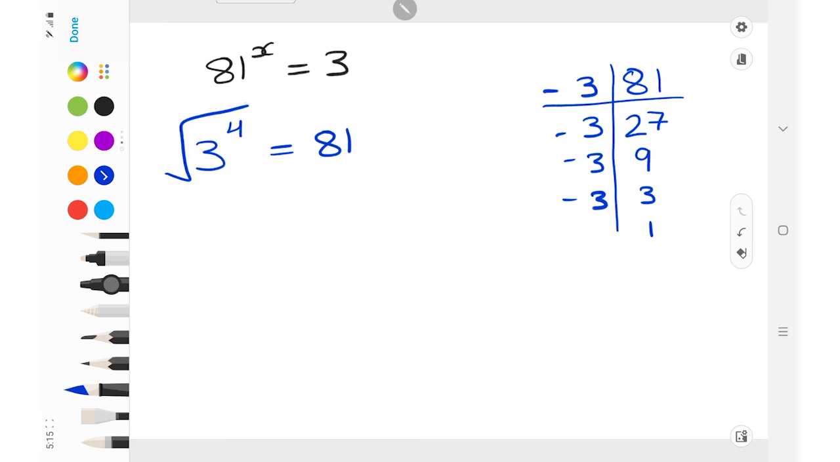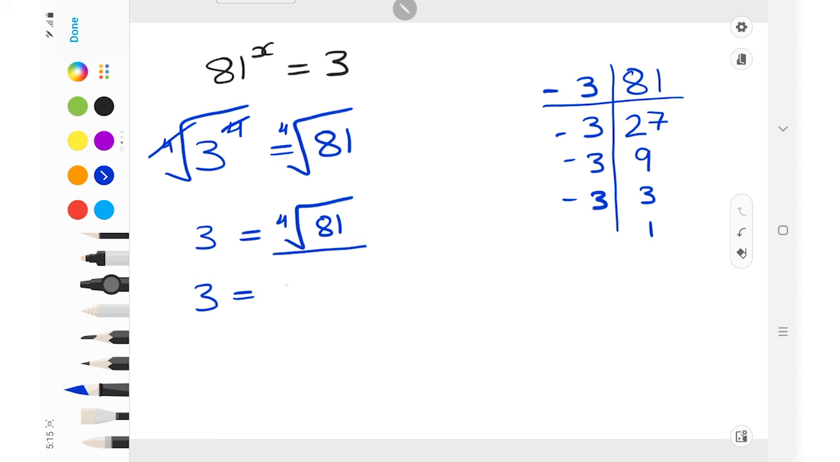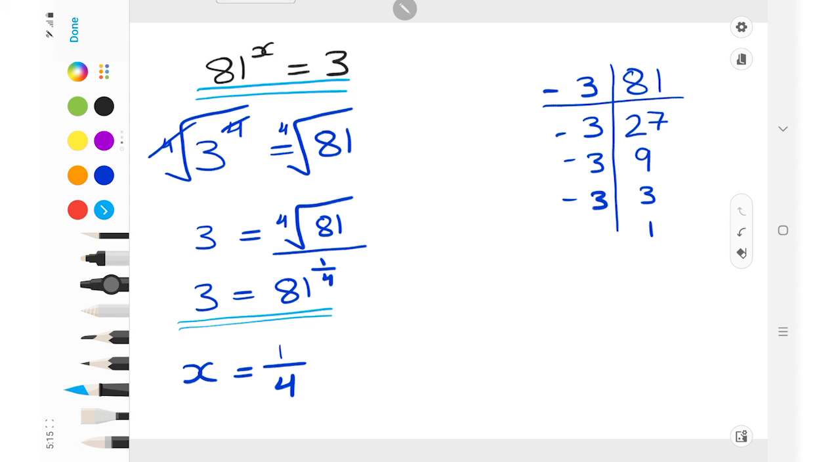We will take the fourth root, and the fourth root with the power of 4 will be cancelled. So we'll have 3 equals the fourth root of 81. I can write this in another form, which is 81 to the power of 1 over 4. So x is equal to 1 over 4. This is exactly the same as this.